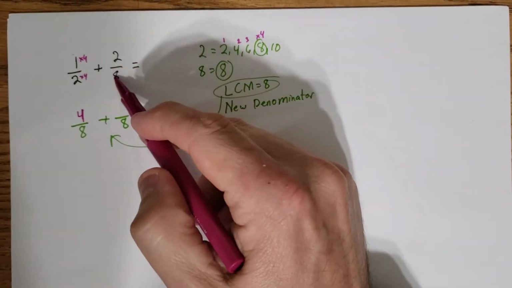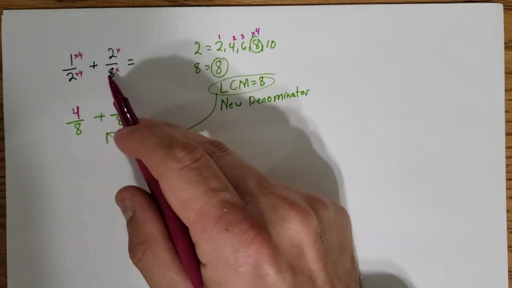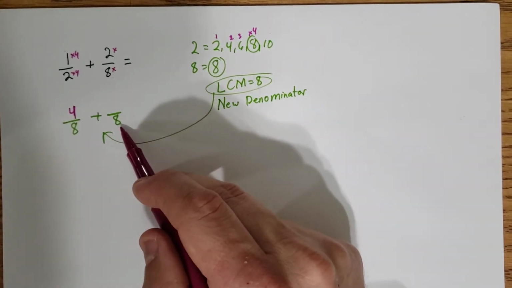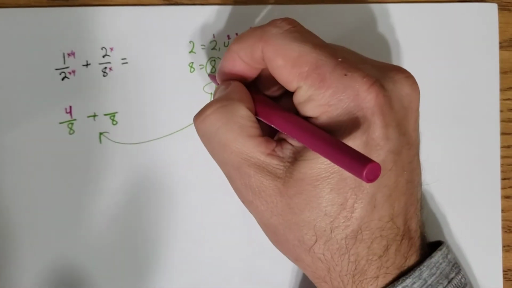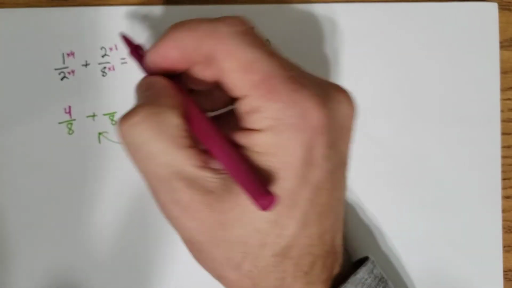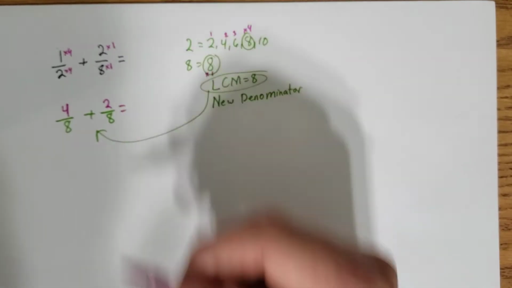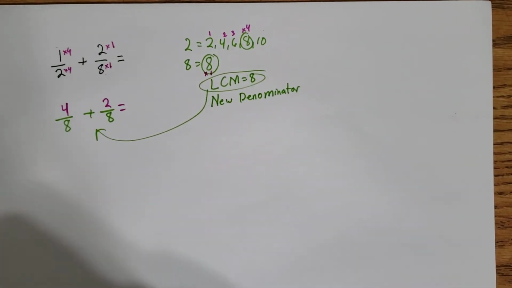Now we got to find out, how did the 8 change? Well, the 8 actually didn't change at all. It was an 8, and it's still an 8. So how did that happen? That was just by multiplying by 1. Again, whatever we do to the bottom, we do the same thing to the top. 2 times 1 is 2. And now we can add those together.